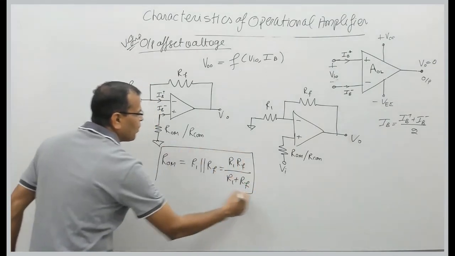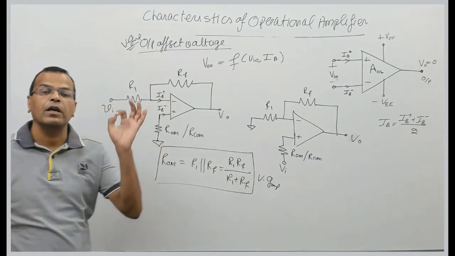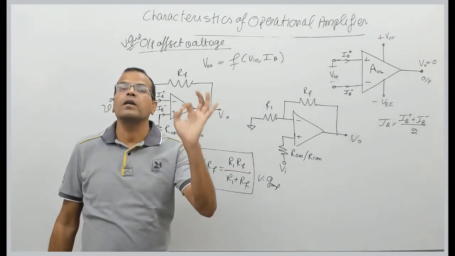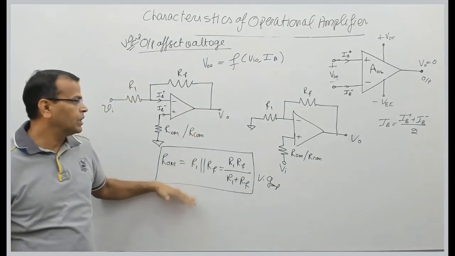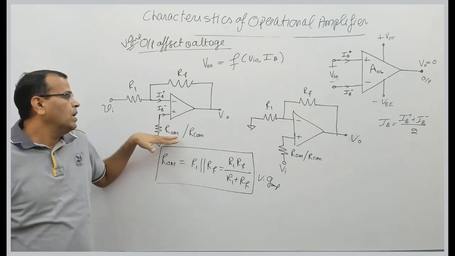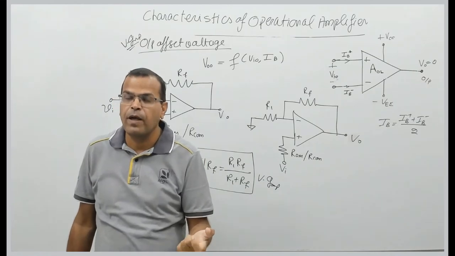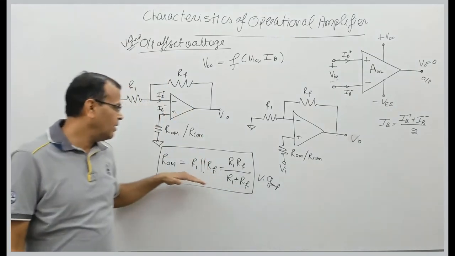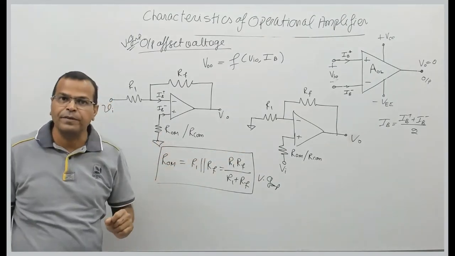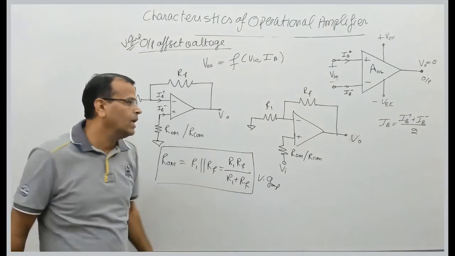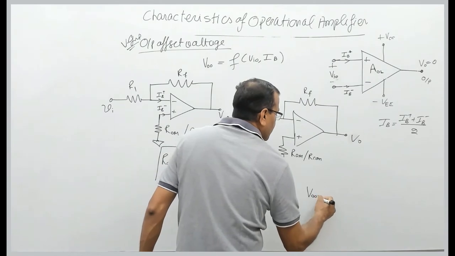This is very important. You have many questions in GATE, in engineering services prelims, and maybe in mains as well, based on this formula. So they may ask what should be the value of this resistance for minimizing the output offset voltage. That can be done by using this. When you connect this resistance, in that case, what do we have? The output offset voltage does not become zero.